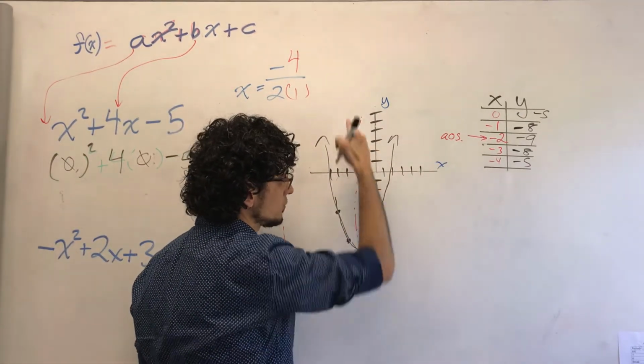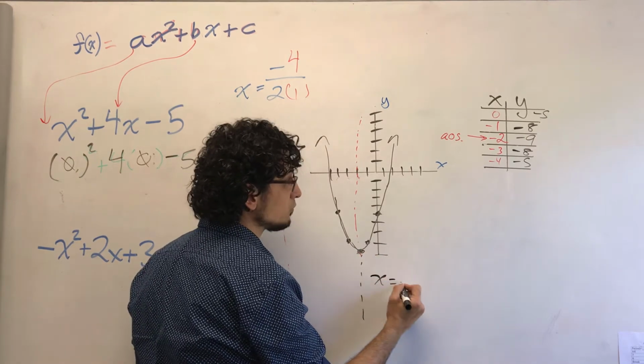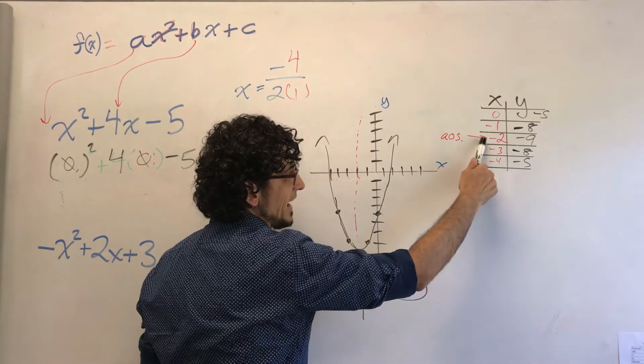My axis of symmetry, which is this red dotted line, okay? This red dotted line, that was x is equal to -2. That was my axis of symmetry.